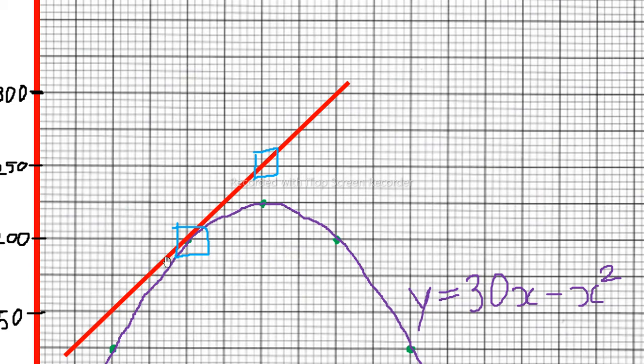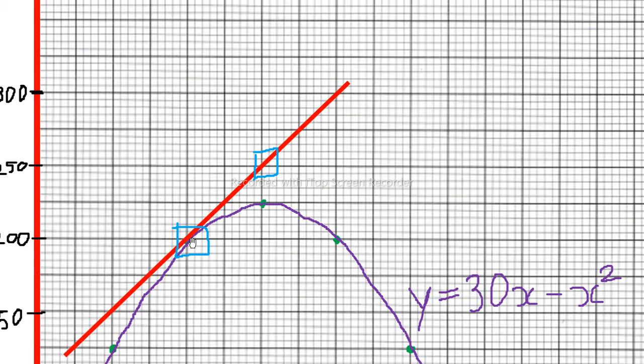Why wouldn't I choose a point like this? It's hard to tell what it is exactly. Same thing with this one. It's hard to tell. That would be an unwise choice. How would you know which one is Y2 and Y1? The first one that you chose is going to be your X1 and Y1. The second one that you choose is going to be your X2 and Y2.